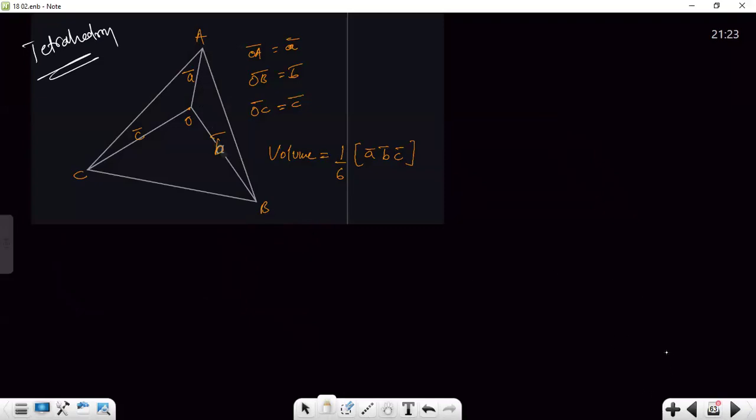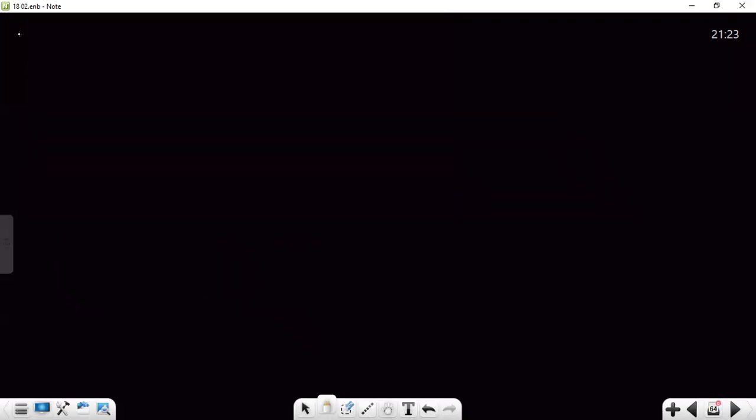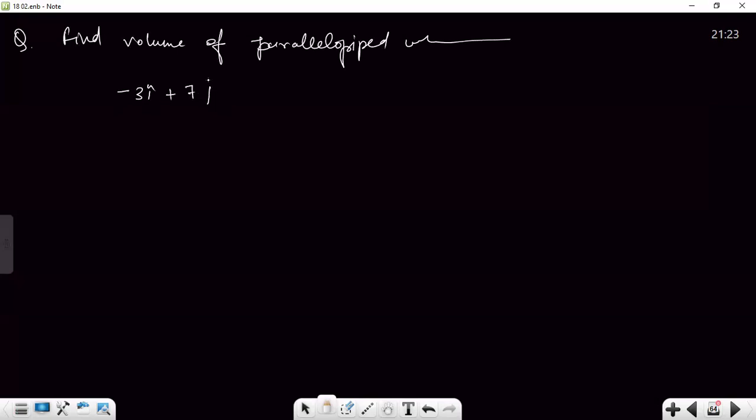Let's take an example. We have to find the volume of a parallelepiped whose sides are given by minus 3 i cap plus 7 j cap plus 5 k cap, and minus 5 i cap plus 7 j cap minus 3 k cap, and 7 i cap minus 5 j cap minus 3 k cap.